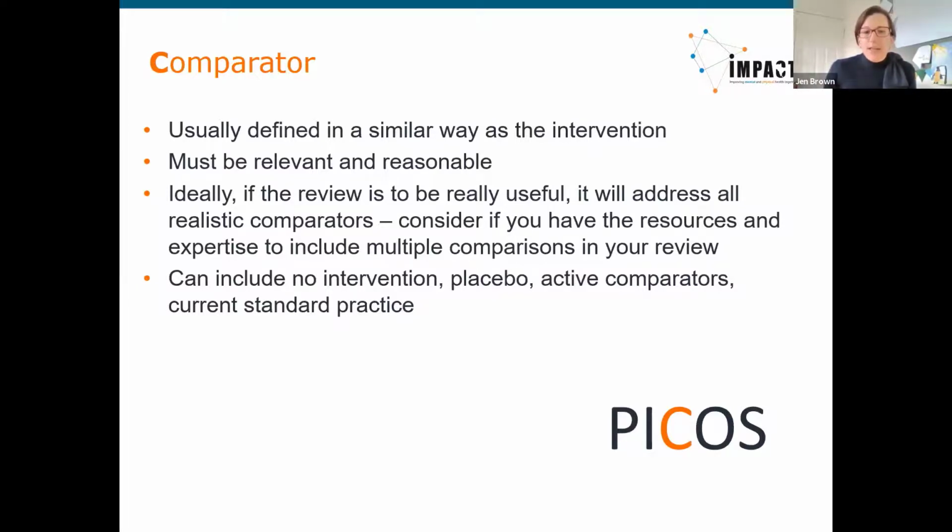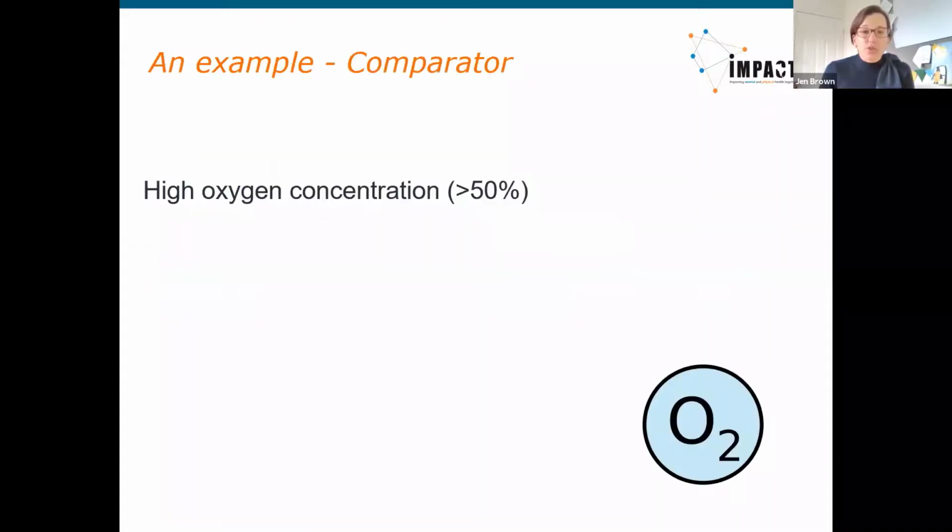And sometimes it's really helpful, again, at this point, to speak to your service users and clinicians, just in case there's anything that you or your team just didn't think of. Sometimes there are comparators that are maybe so novel that you didn't actually know about them. In the oxygen example, it was very straightforward, because if the intervention is low oxygen concentration, then the comparator is high oxygen concentration, which we had defined following on again from the intervention as more than 50%.